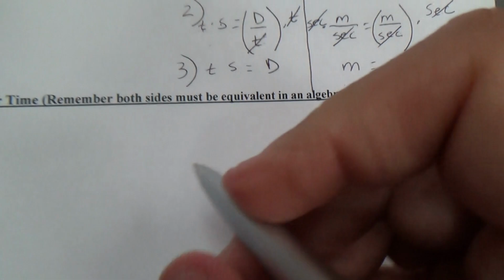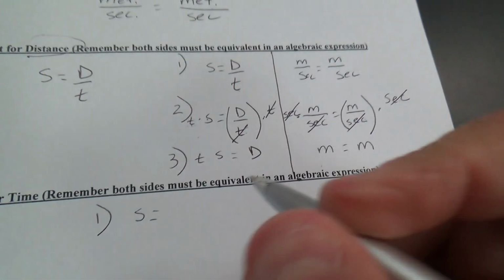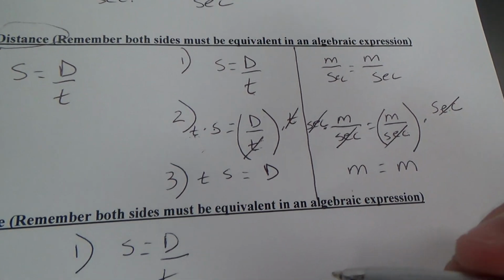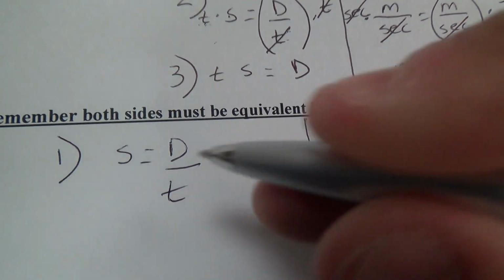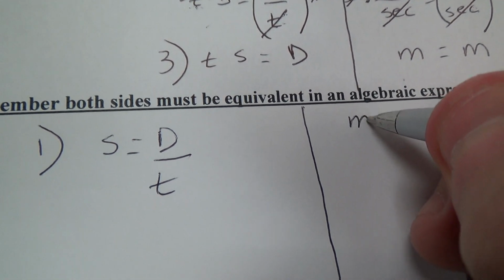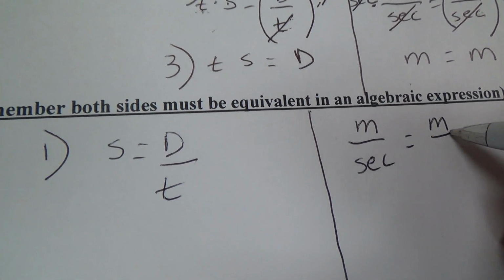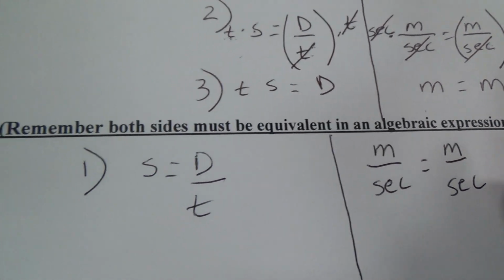Start off. Let's do the column thing. Step 1. Speed equals distance over time. Now we're going to prove the unit for time, or solve for time. So I already told you we're going to do the column. This means meters per second equals meters per second. No big deal, easy. But now wait a minute.